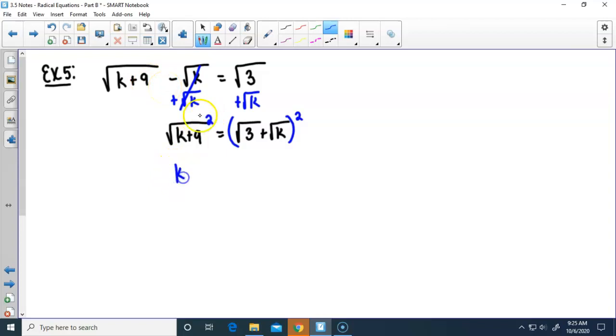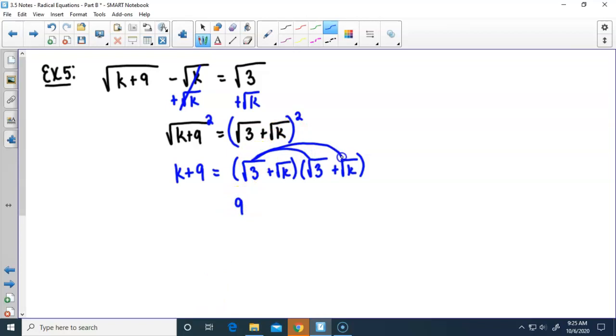So, if we square the left-hand side of what we've got here, we'll have k plus 9. On the right-hand side, we've got the square root of 3 plus the square root of k times the square root of 3 plus the square root of k. And we have to distribute here. So the square root of 3 times the square root of 3 is 3. And the square root of 3 times the square root of k, now both of these are underneath the square root, so this is going to give us the square root of 3k. And when we multiply the middle terms here, we're going to get another square root of 3k. And then the square root of k times the square root of k is k.